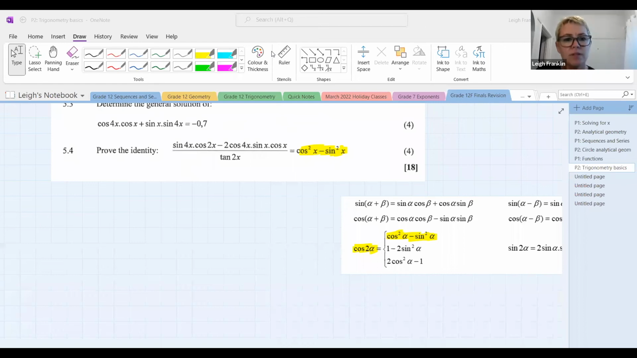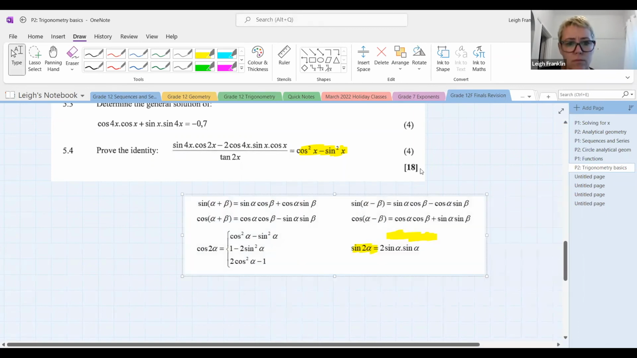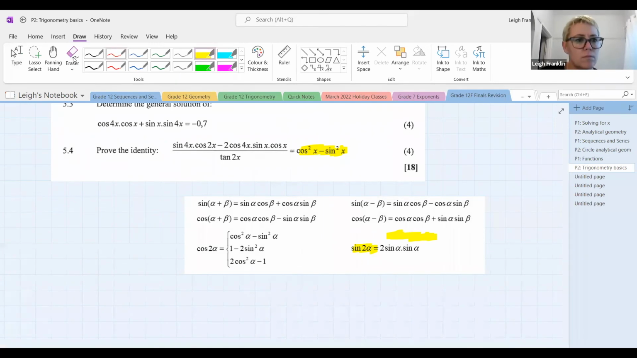Cassandra, go for it. Ma'am, I think it looks like a compound angle cos, it says sine 4x cos 2x minus cos 4x sine x cos x. And if we say 2 sine x cos x, that's sine 2x. So we can easily change that into our compound angle. Absolutely, absolutely. That's really well spotted.